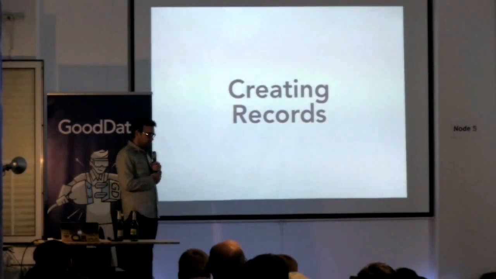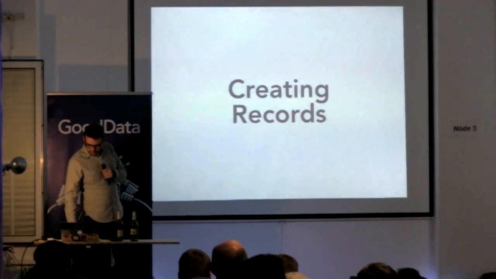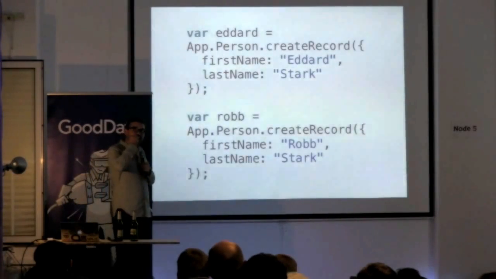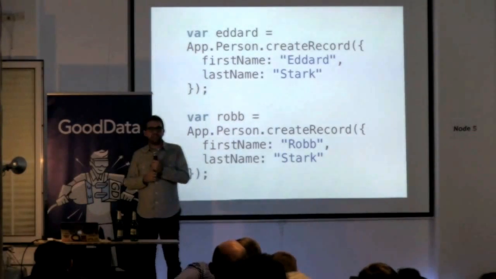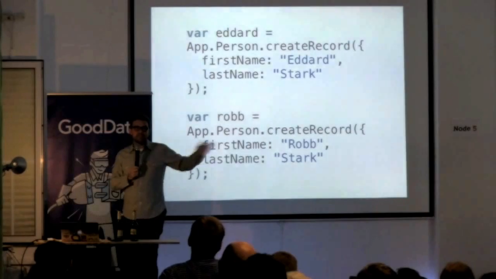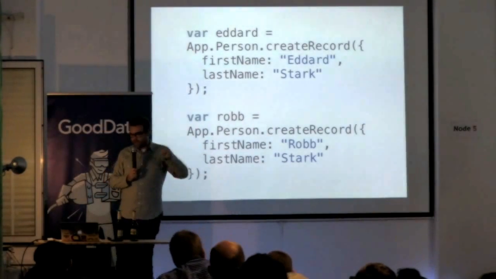Okay, what about creating records? What about creating new records on the client? So this is easy. To create a new person, you say createRecord, you pass a hash of the attributes that you'd like it to have. So here we're creating Ned Stark and Robb Stark, his son.